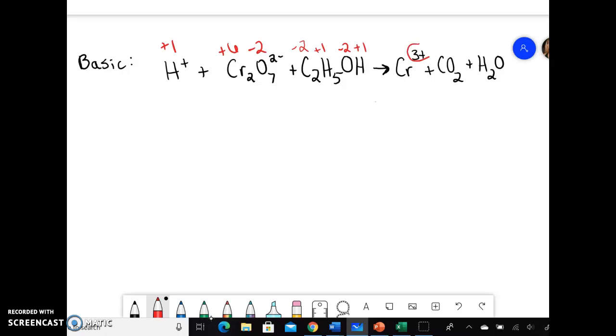It's giving us the charge as +3. Oxygen we can assume is -2, so this carbon is going to have to be +4 to balance out the oxygens, and then -2 and +1 for water.